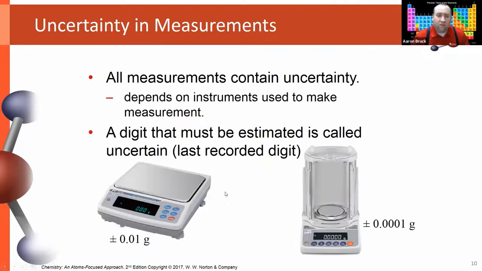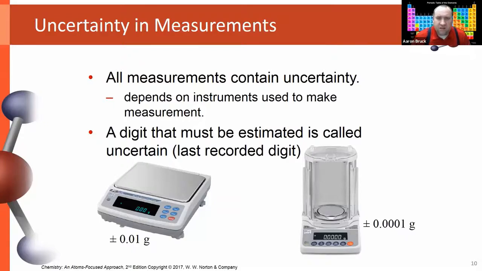So the point that we're trying to hammer home here is that every measurement that you take has some degree of uncertainty associated with it. It depends primarily on what instrument you use to make that measurement. The more precise the instrument is, the less uncertain the value is, in terms of how well we can trust the number and that the number is what we say it is.